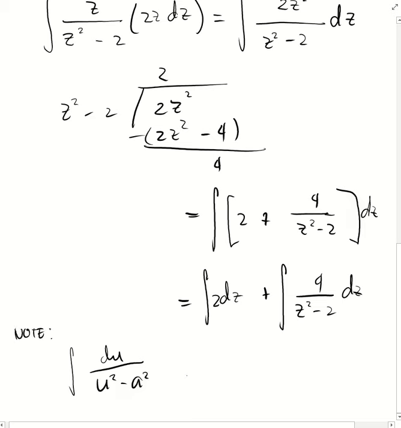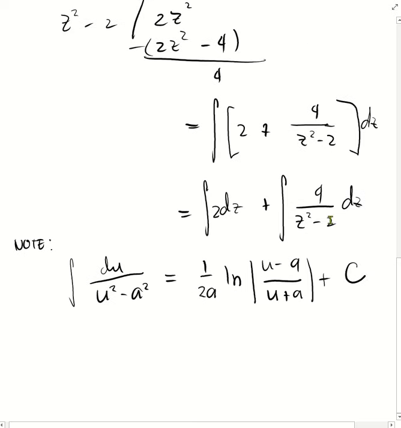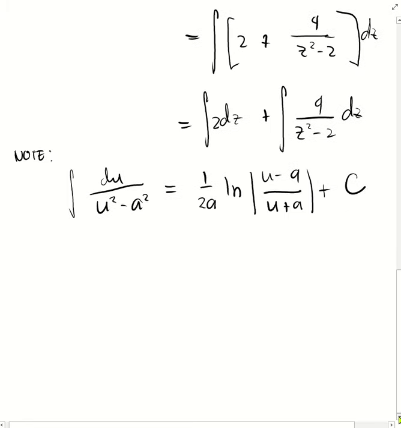And this is equal to 1 over 2a ln of (u minus a) all over (u plus a) plus c. We can use this formula, and what will be our a here, because this is 2, will be square root of 2. A will be equal to square root of 2.